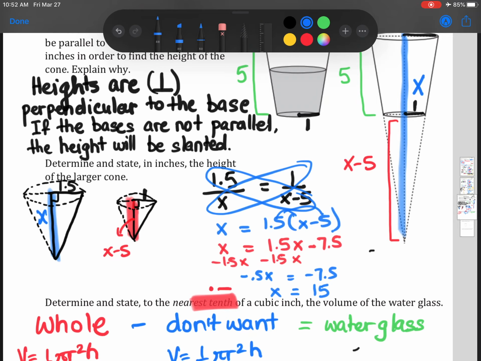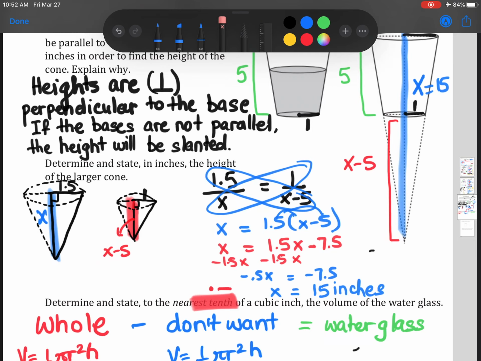So what is the height? x was something in blue, right? So the height of the larger cone is in inches, and it said inches, so you must write inches or you lose points. Okay, so let's write that down. The height of the larger cone is 15 inches. x is equal to 15.